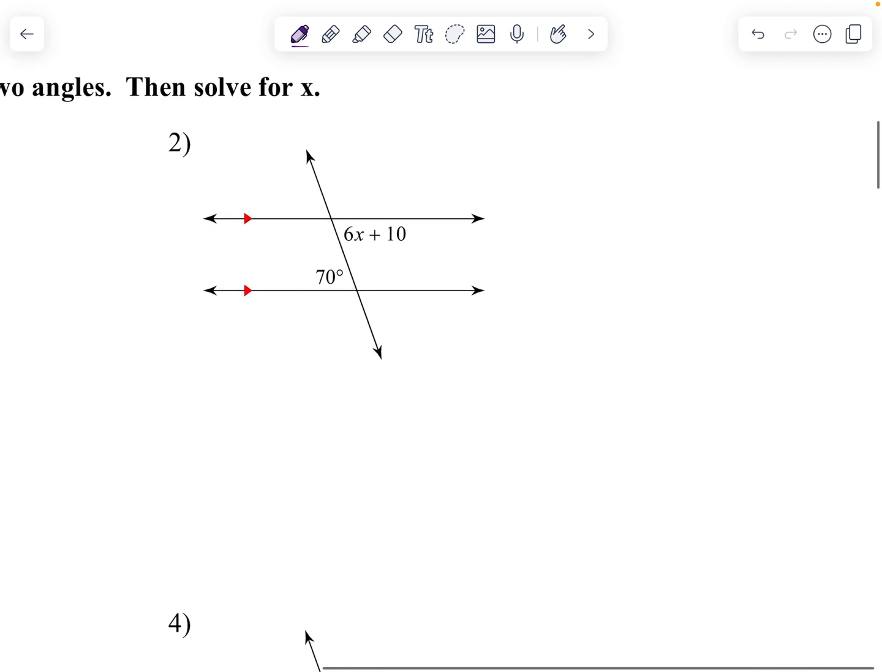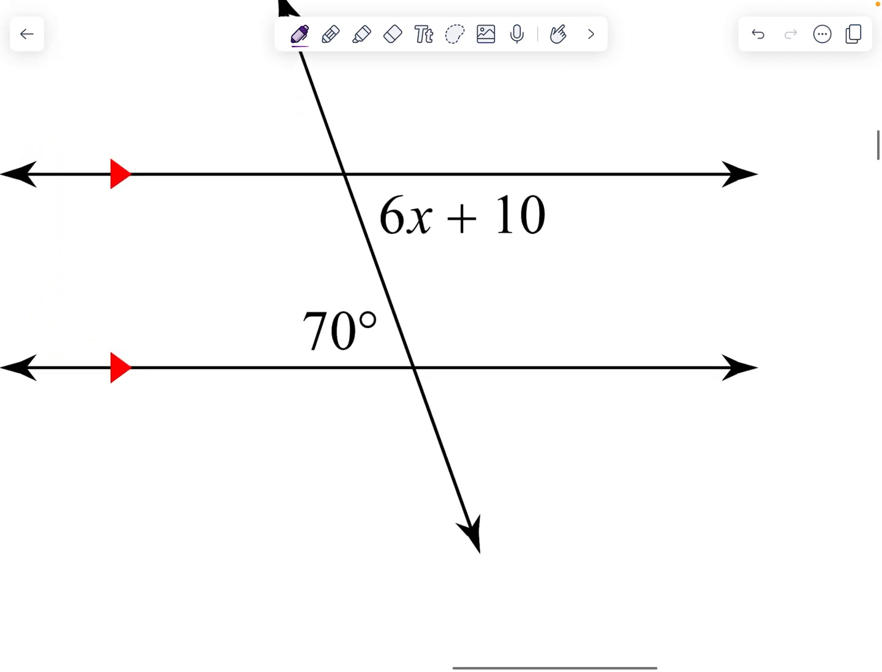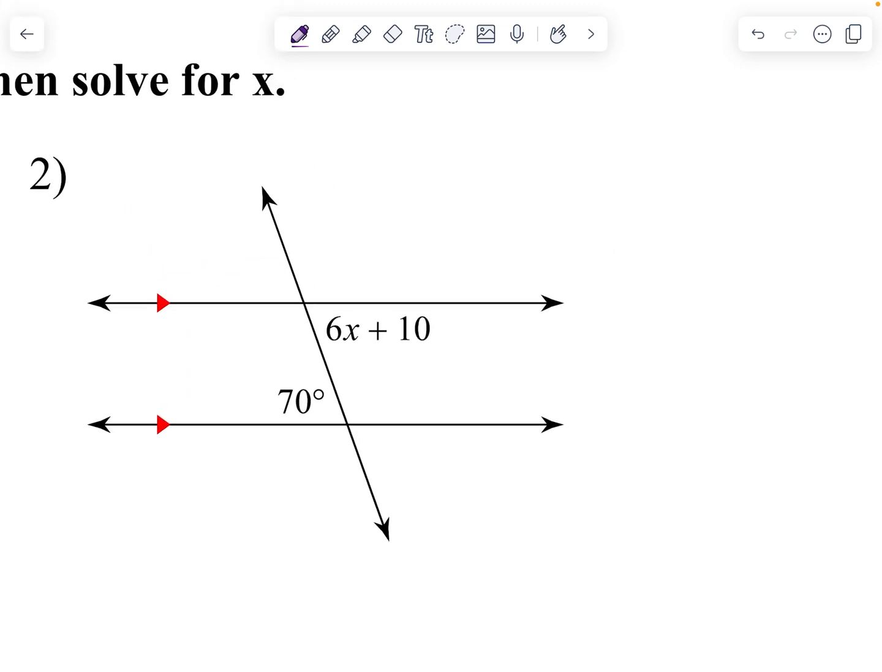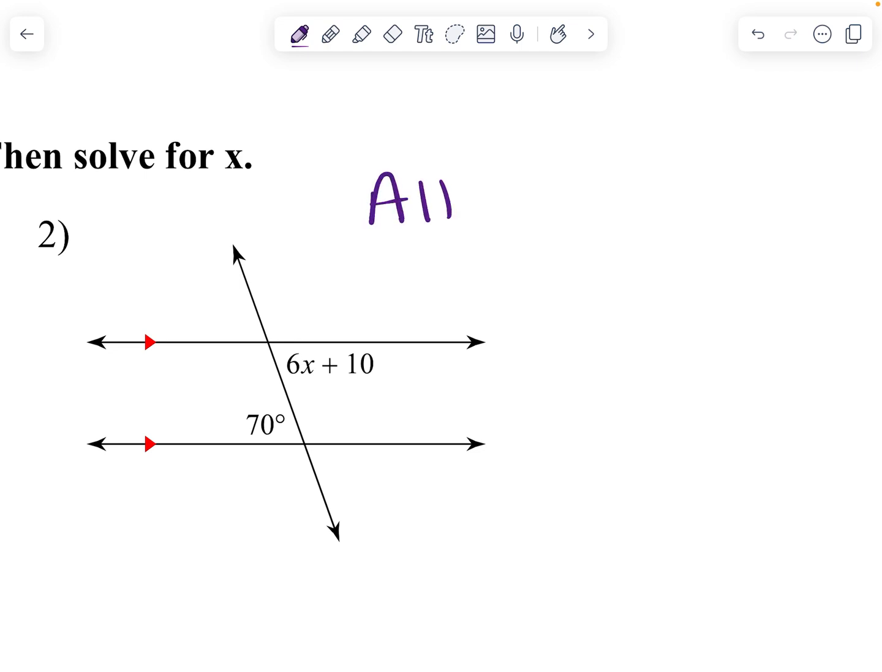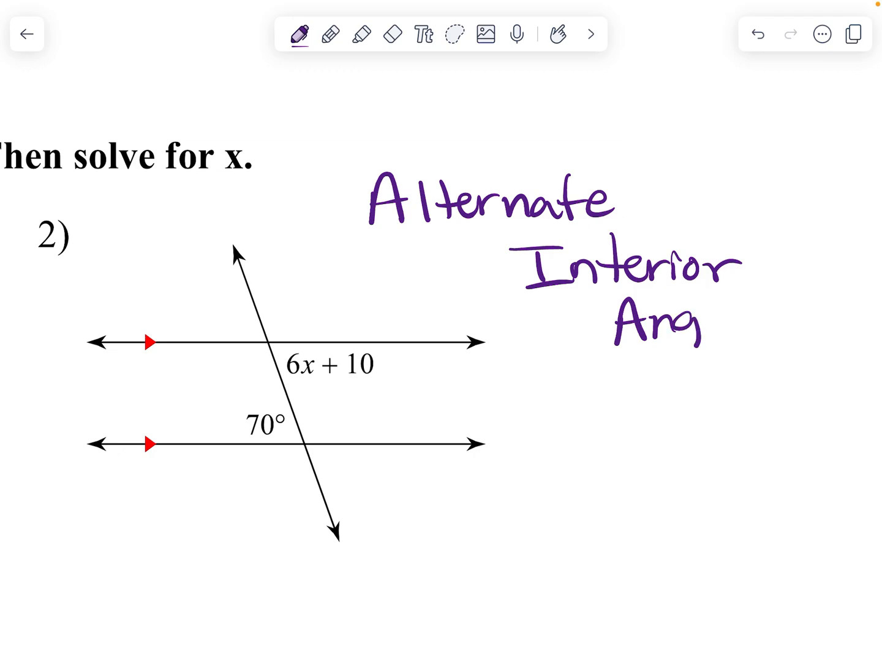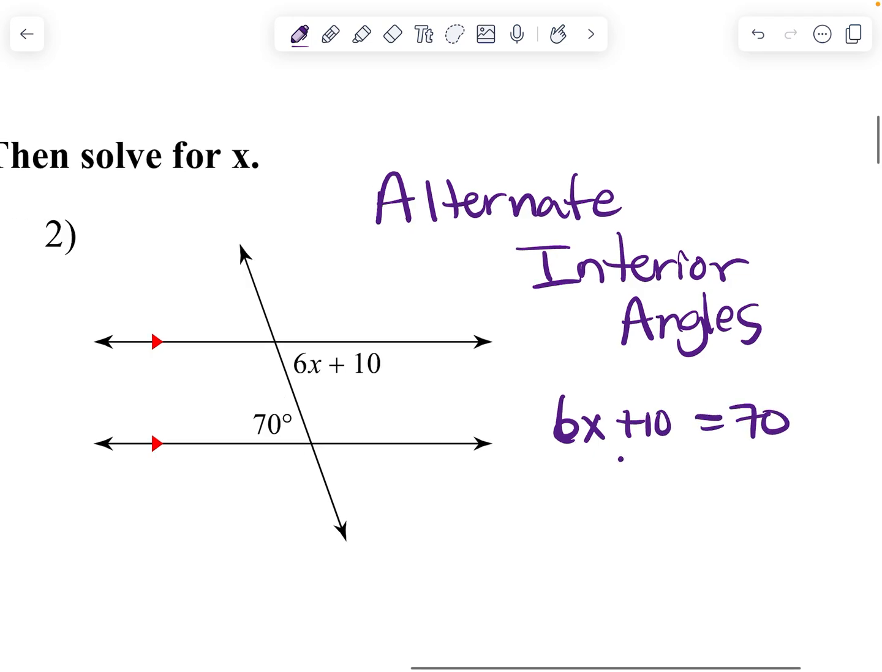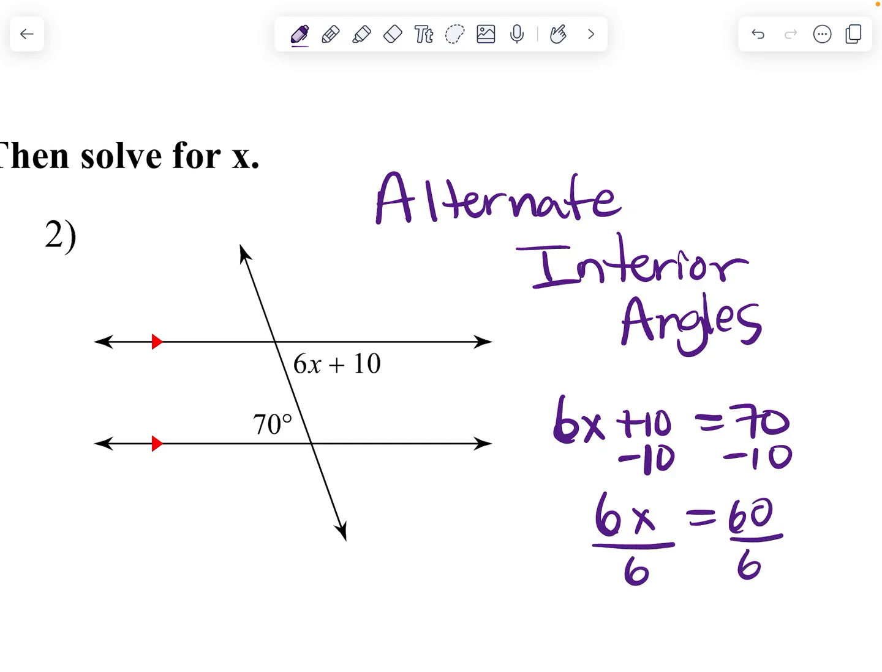Okay, this next one, right there, they're on opposite sides of the transversal. They're on the inside, so that means that these are alternate interior angles. So that means I take 6x plus 10, I set it equal to 70. I subtract 10 from both sides, I get 6x equals 60. I divide by 6, and I get x equals 10.